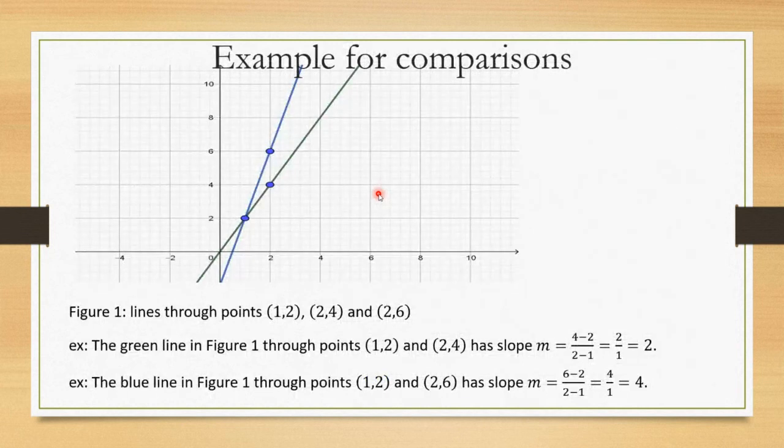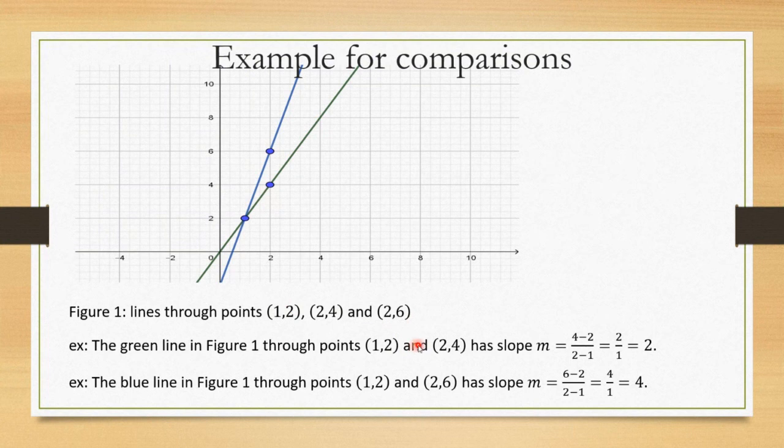Okay, let's compare now a bit. Here we have two lines, as you can see. I did plot some points, and I hope you can see that. Although I labeled it, this point here is the point 1, 2. So here we have 2, 4, and this is 2, 6. Now, first, let's get the slope of the green line. This is figure 1 up here. For the green line, that's passing through the points 1, 2, and 2, 4.